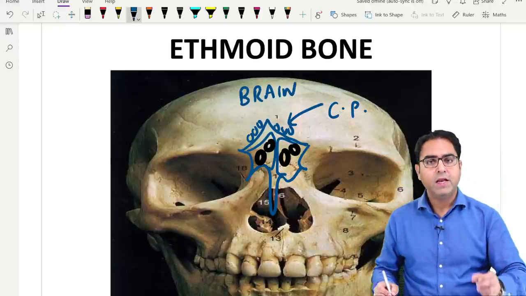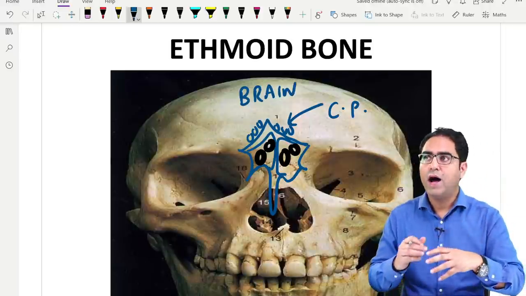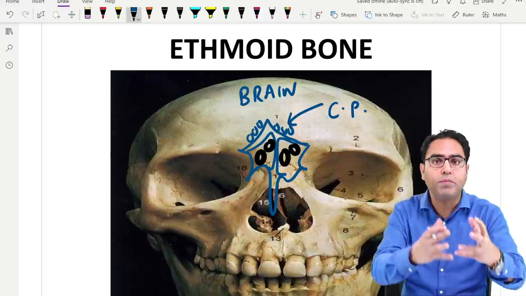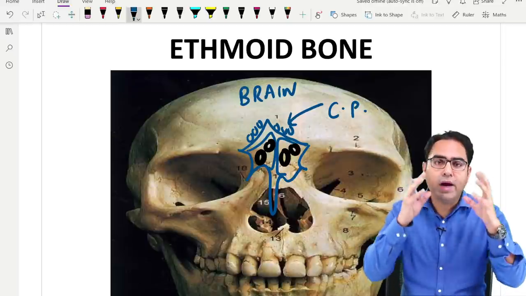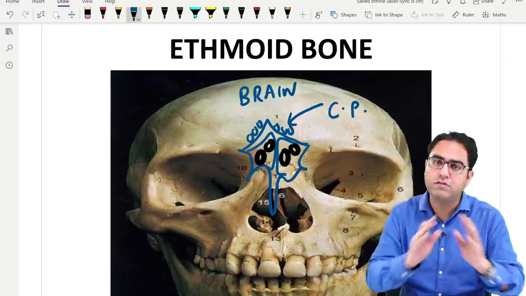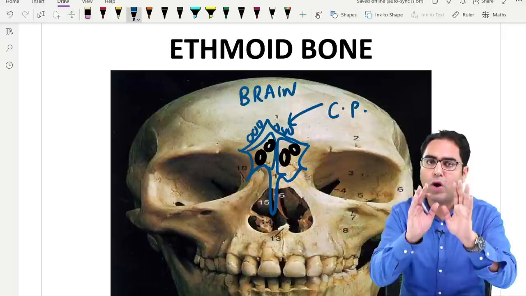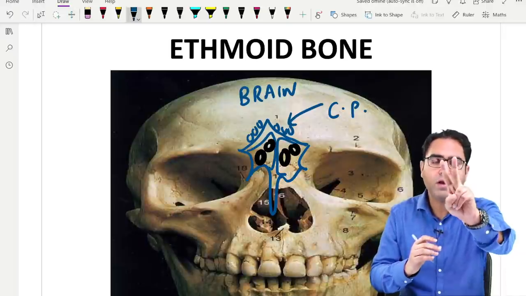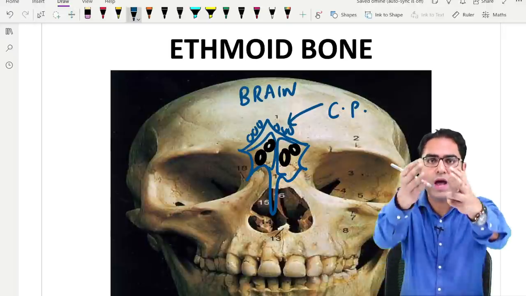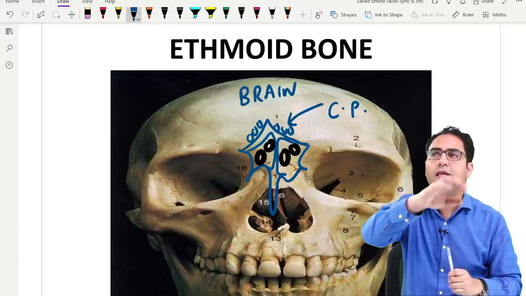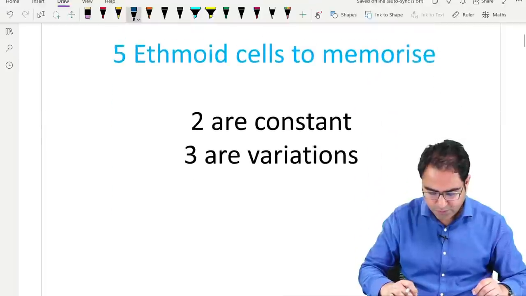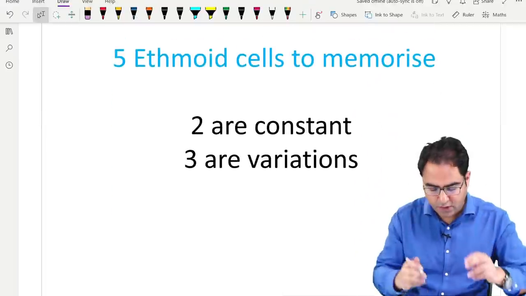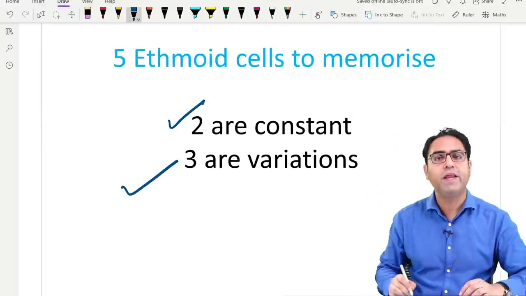Now these ethmoid air cells are divided into anterior group and posterior group. Anterior are 2 to 8 in number, and 2 anterior ethmoid air cells are constant cells. So 5 cells are important for you from the ethmoid. 2 are constant, meaning everybody has them. You have it, I have it. 3 cells are there in some people. It's an anatomical variation. Let us see them one by one. So 5 ethmoid cells to memorize. 2 are constant and 3 are variations, beta.